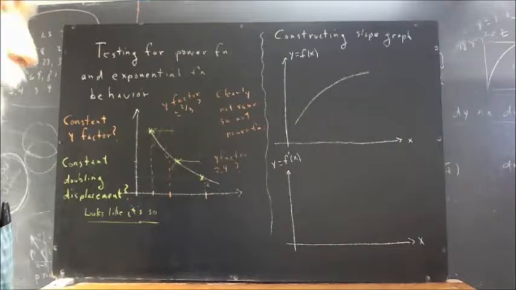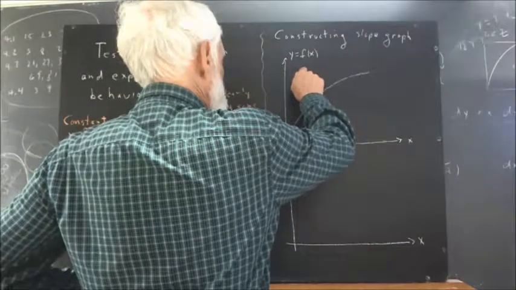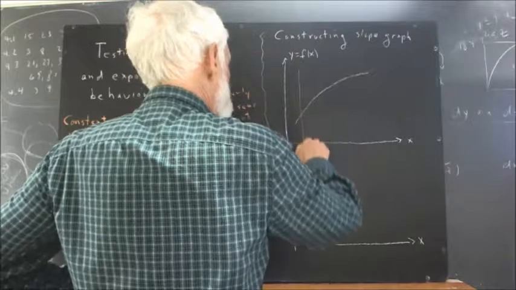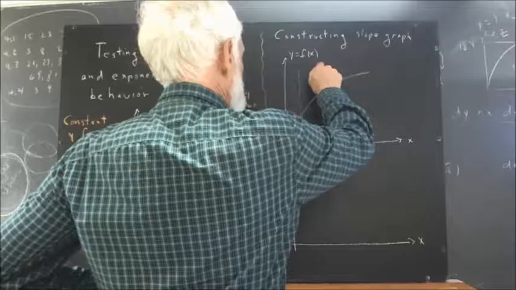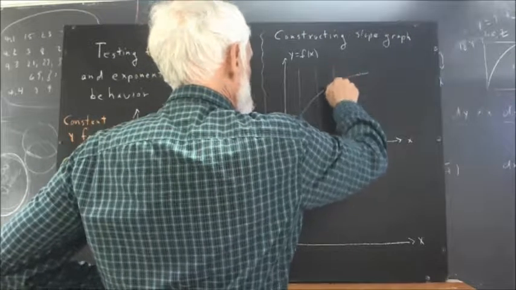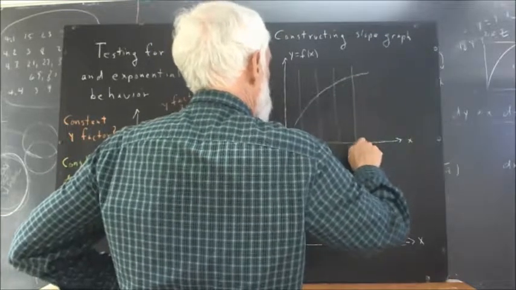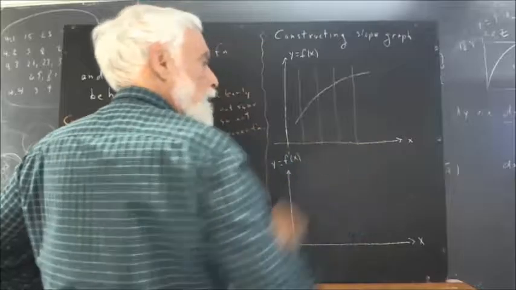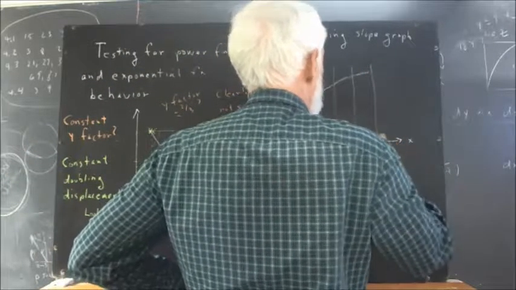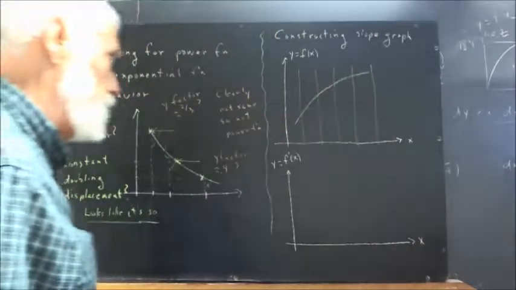Now, what I'm going to do first is simply divide this graph into equal regions that involve equal changes in the x value, equal x intervals. And that region is a little too big, but you get the idea.